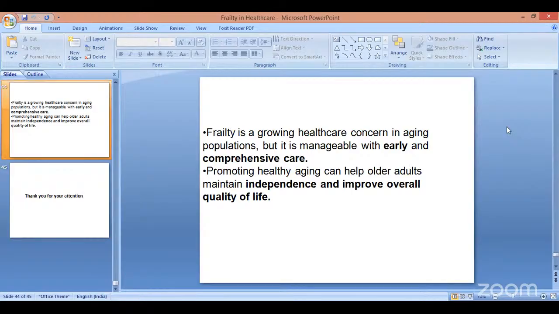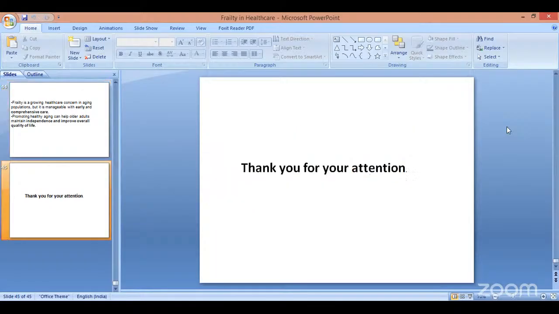Frailty is a growing healthcare concern in the aging population, but it is manageable with early and comprehensive care. Promoting healthy aging can help older adults maintain independence and improve overall quality of life. Thank you so much.